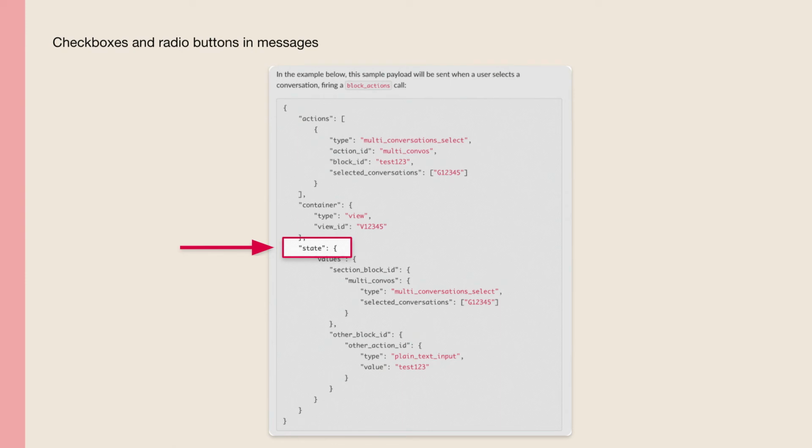This is what we've released recently. It has the state of all the other stateful elements in the blocks array, not just the one the user took an action on.